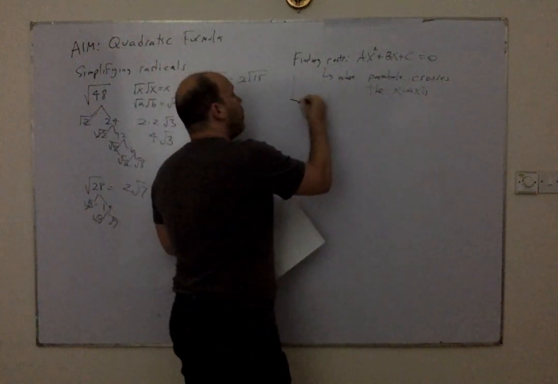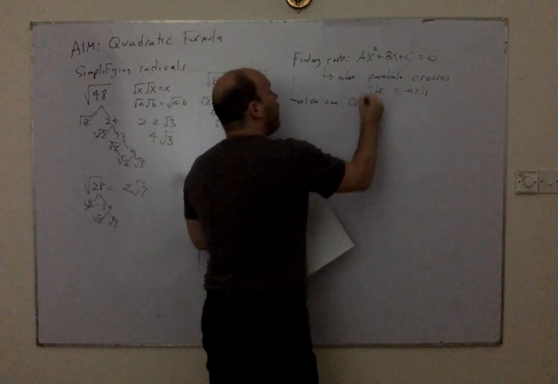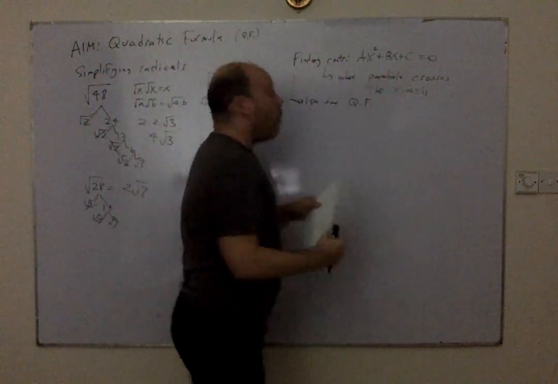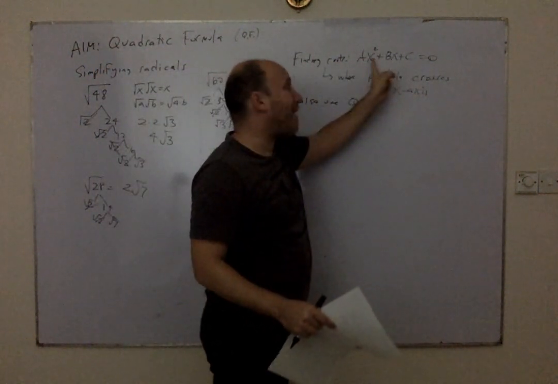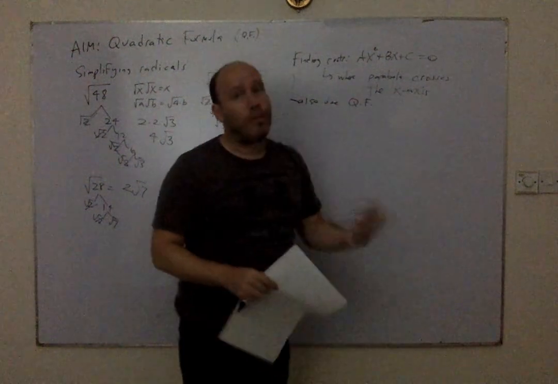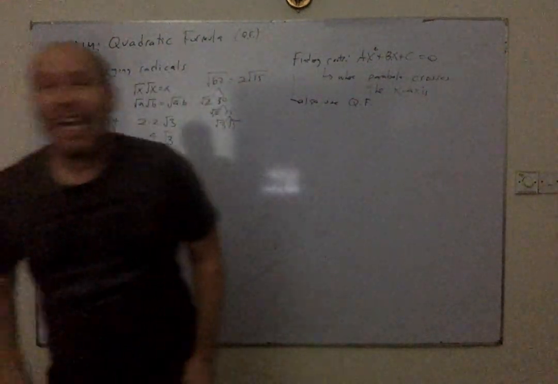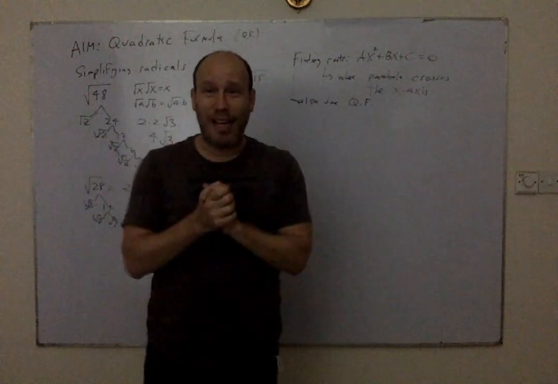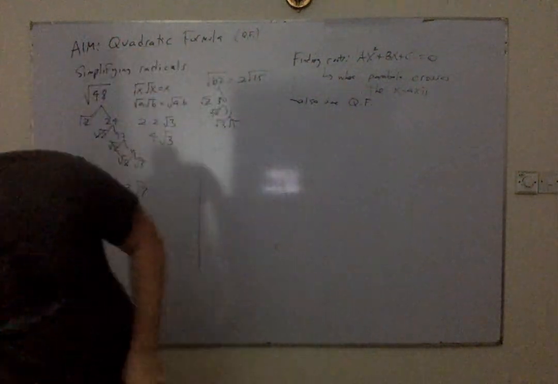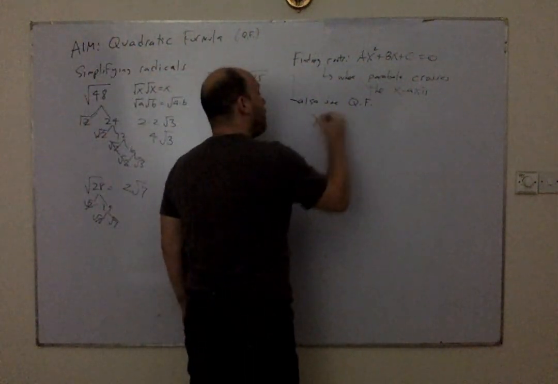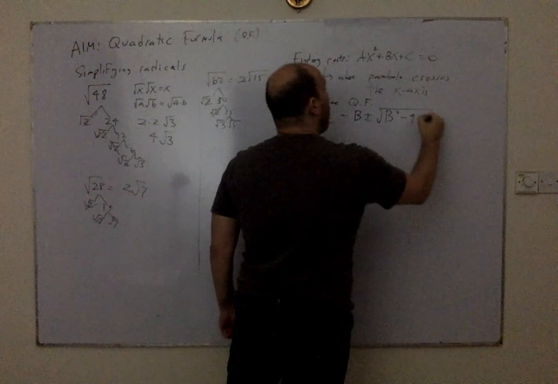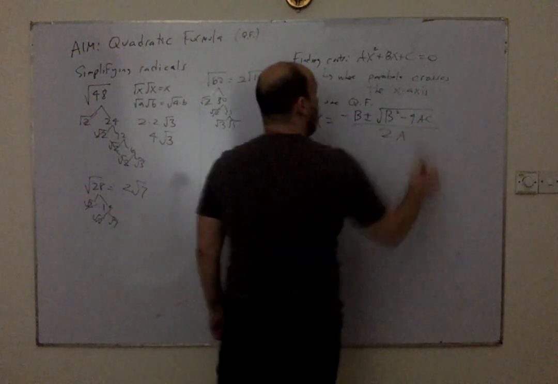So we can also use the quadratic formula. I call it QF. Once again, write the quadratic in standard form, identify the a, the b, and the c, and then use the formula. And I'll sing the song for you. Negative b plus or minus the square root of b squared minus 4ac all over 2a. Let me write that formula down for you. x equals negative b plus or minus the square root of b squared minus 4ac all over 2a.